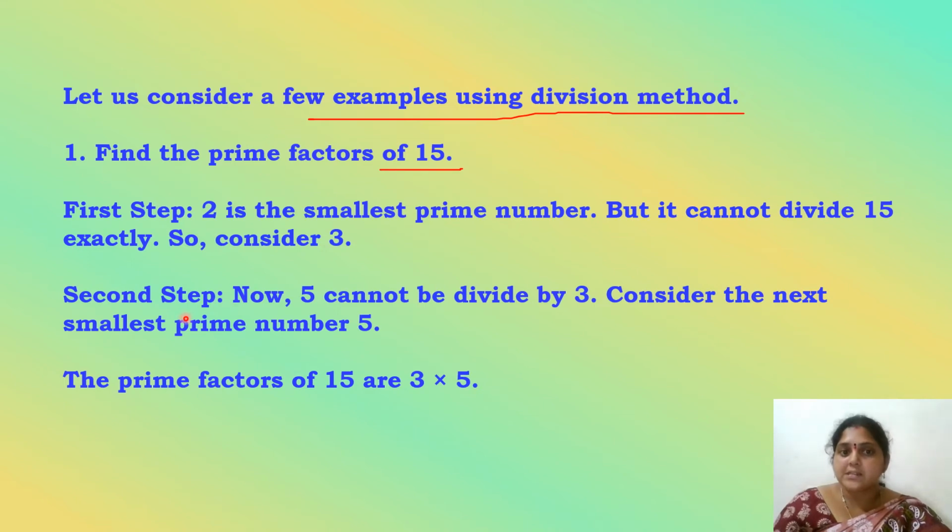What is our second step? Now, 5 cannot be divided by 3. Consider the next smallest prime number, that is 5. So, the prime factors of 15 are 3 and 5.